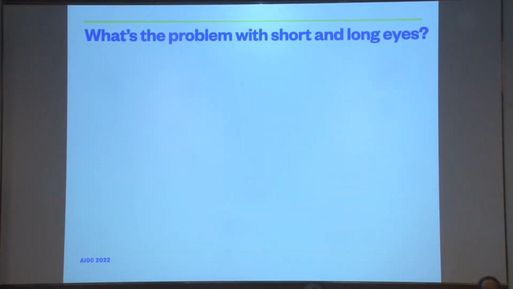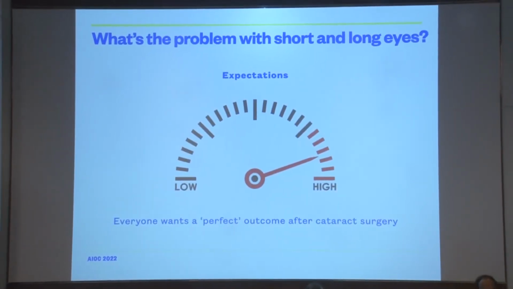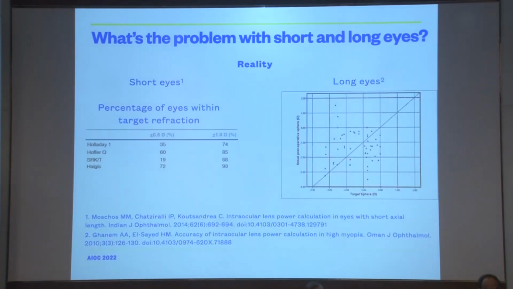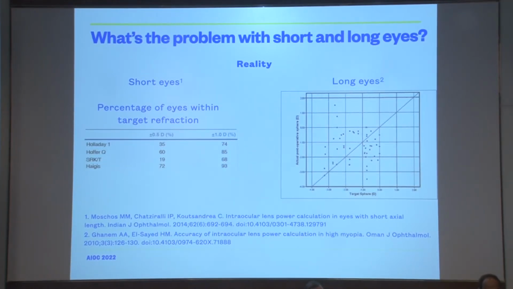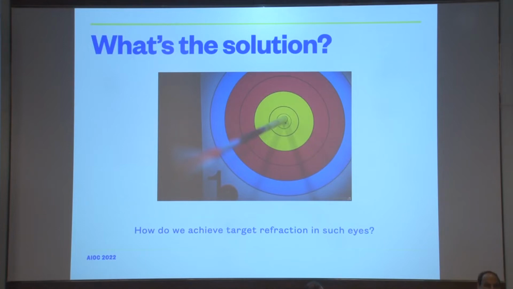So what's the problem with short and long eyes? Well, there is no problem actually. It's just about the expectations of our patients from the cataract surgery itself. Everyone wants a perfect outcome after cataract surgery, so the expectations are running very high. And in reality, although we all give perfect outcomes as far as refractive error is considered in the normal category of eyes, as far as short or long eyes are concerned, we sometimes fall short. And that's where there's a mismatch between expectations and reality. So what's the solution? How do we achieve target refraction in such eyes?